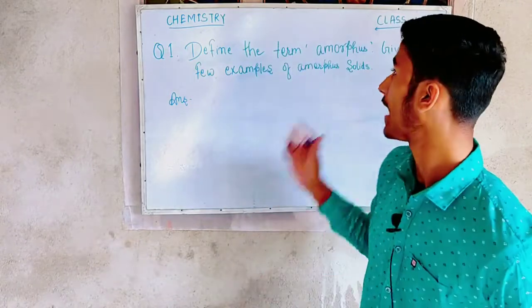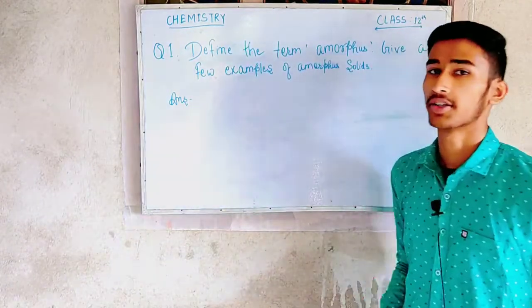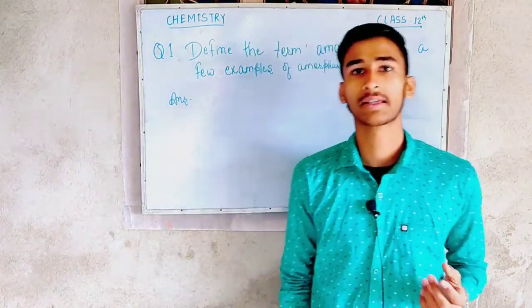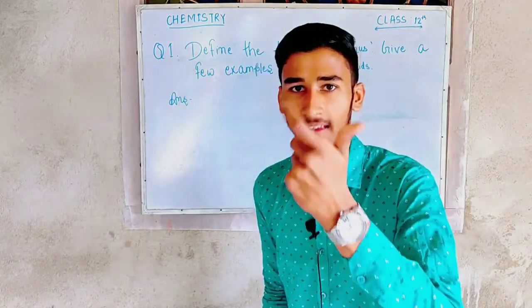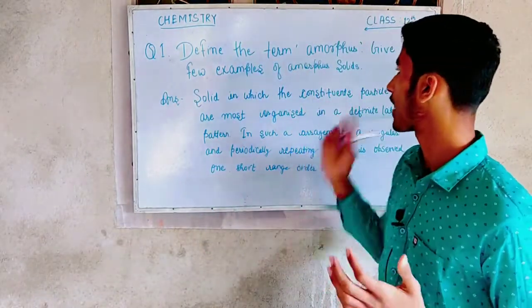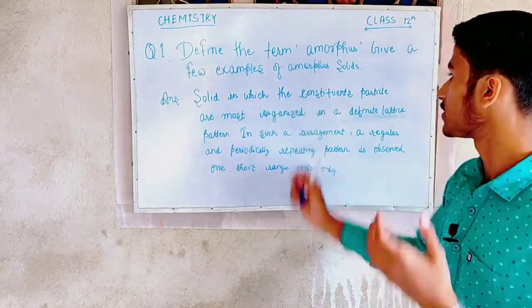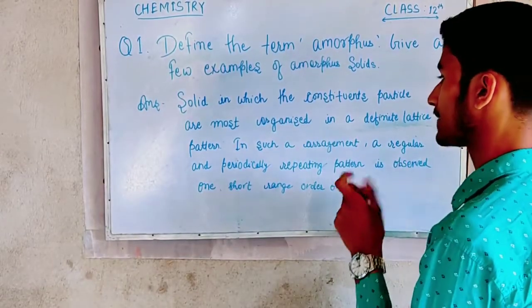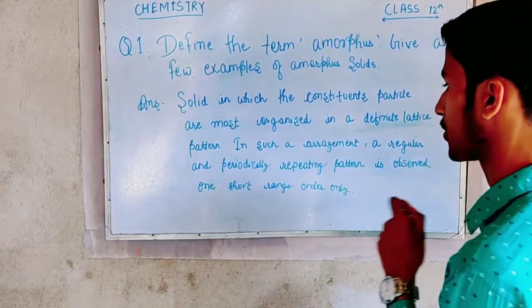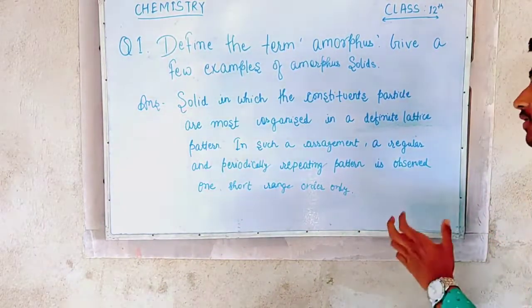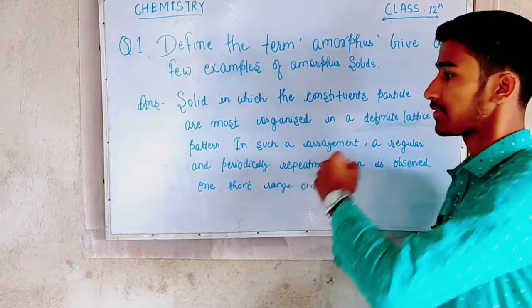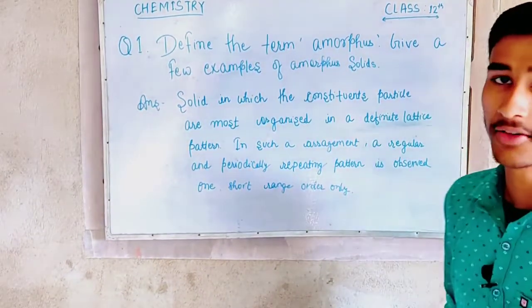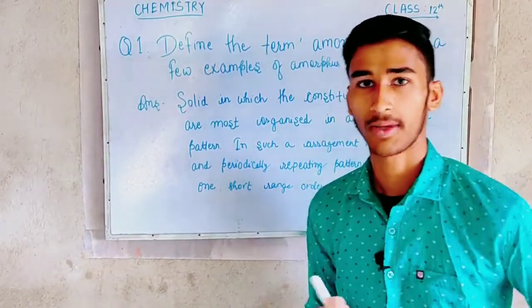The first question is to define what is amorphous. I hope you know about amorphous, but let's see. Here is the definition of an amorphous solid: a solid in which the constituent particles are not regularly organized in a definite lattice pattern. In such an arrangement, a regular periodic repeating pattern is observed over short range order only. So I hope you understand what amorphous actually means.